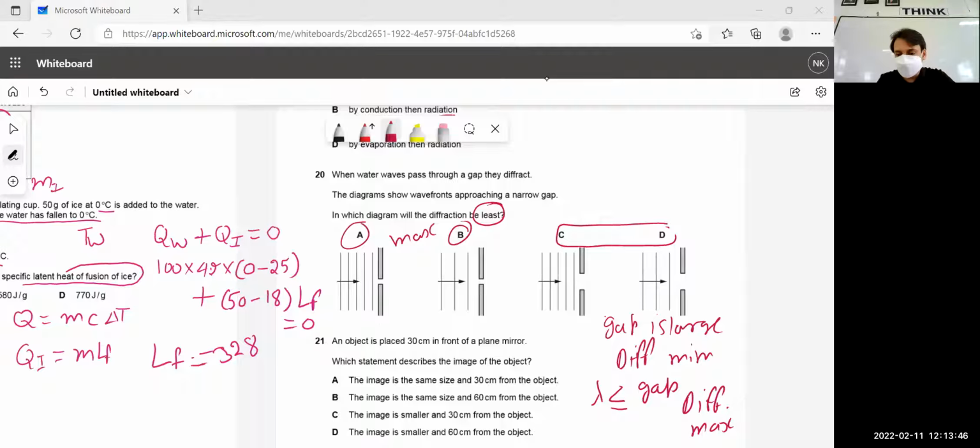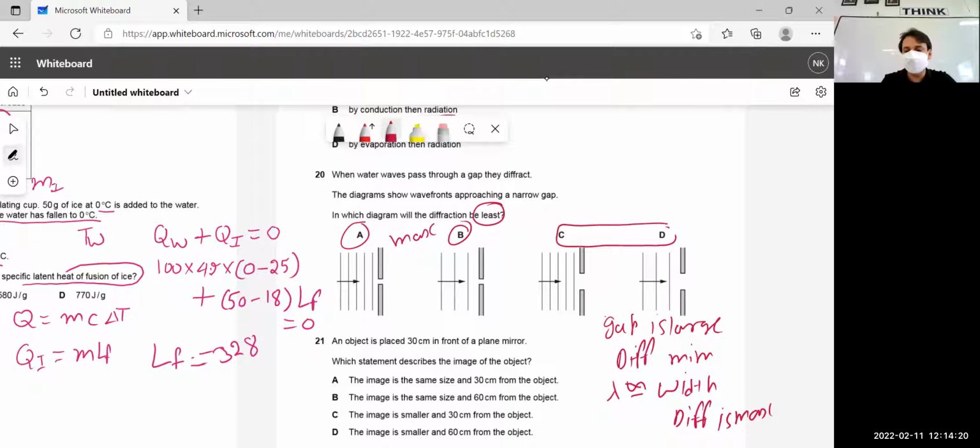I need to do some correction here. This is not the correct result, children. Let me erase this part first, so that you don't get confused. What I'm trying to say is that if lambda is equal to the gap width of the barrier, then diffraction is maximum. Or this is equal or nearly equal, basically.